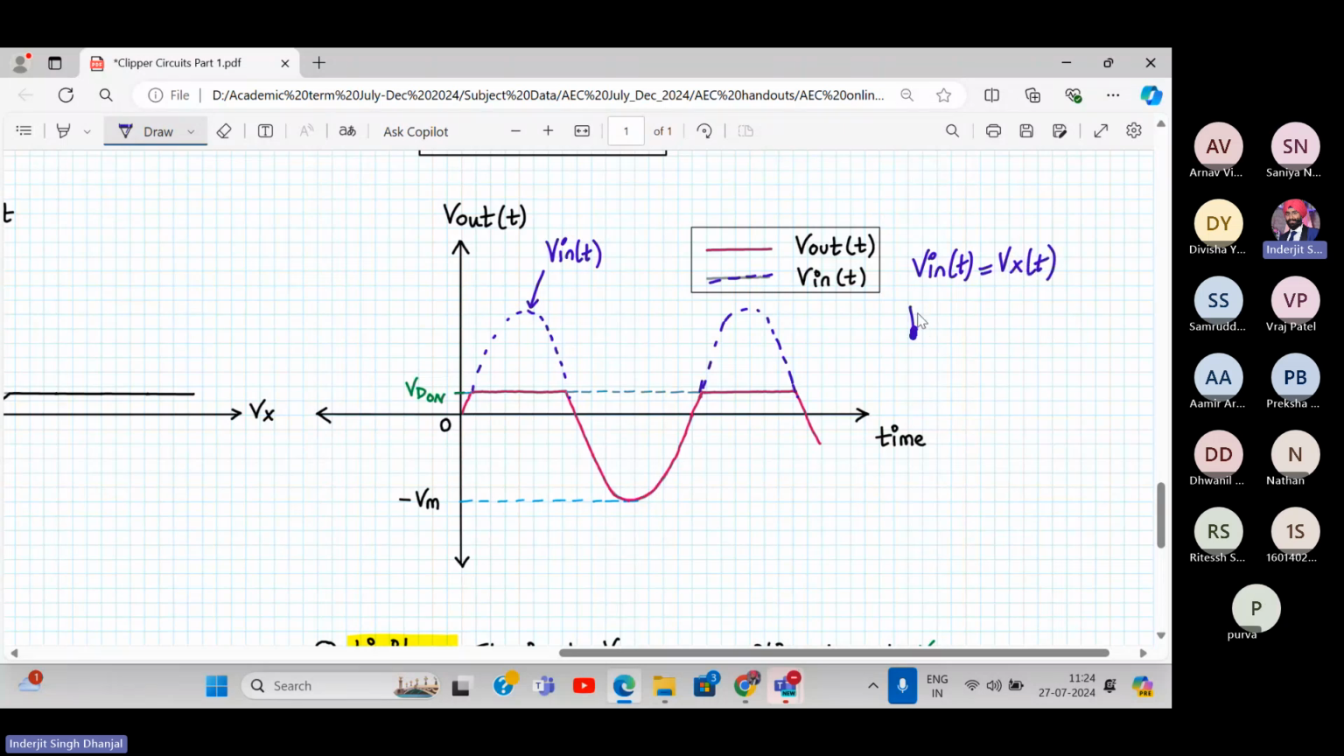So what was the first condition? Vx less than Vd on. What will be my output? My output will be equal to Vx. And for Vx greater than Vd on, what will be my output? My output will be equal to Vd on, which is 0.7. So I'll mark hypothetically this Vd on line. This line which I'm marking in red color is my clipping level.